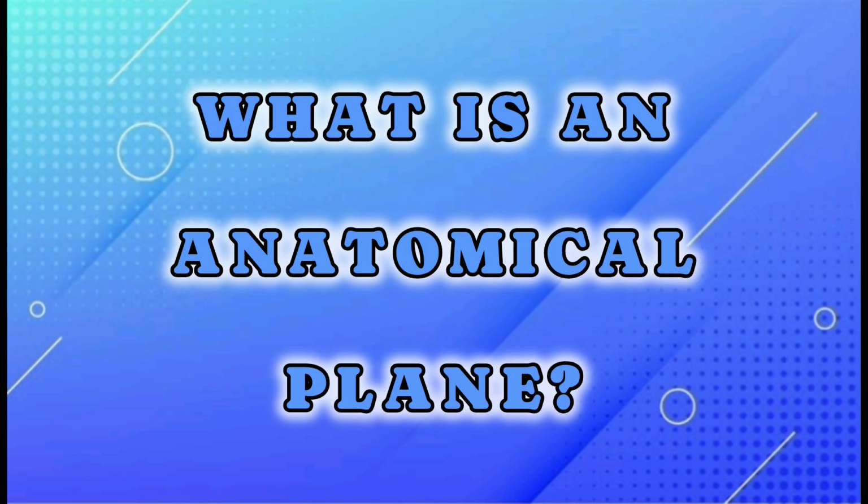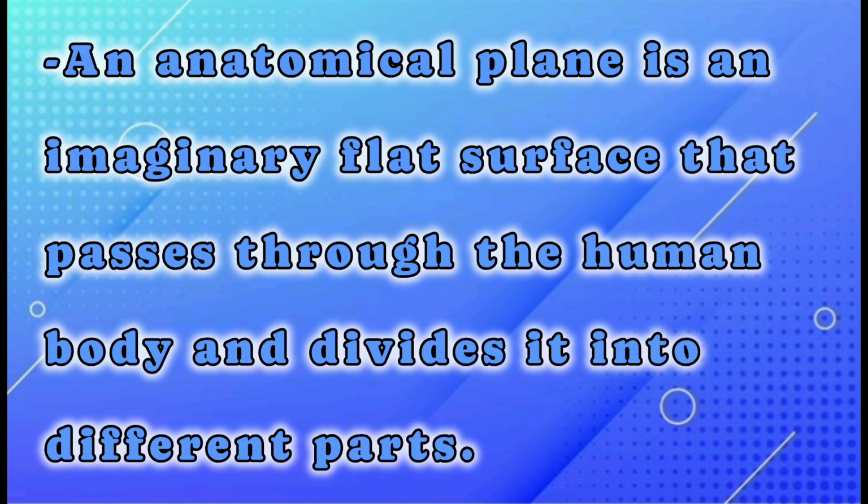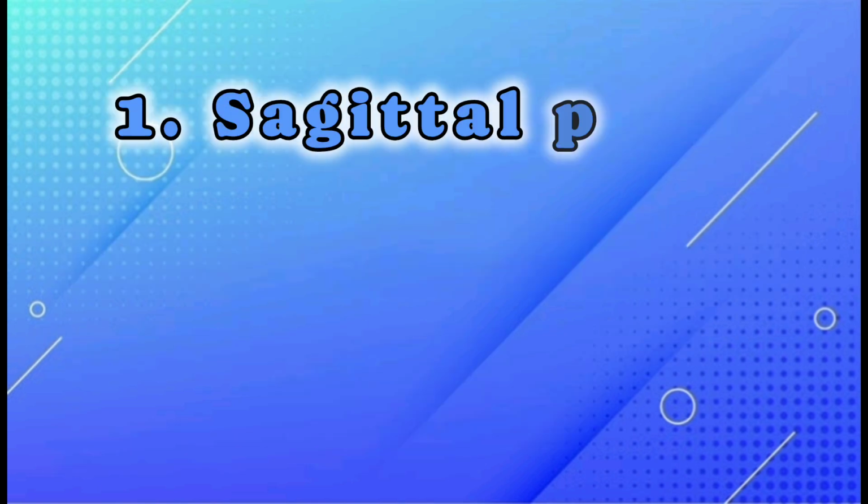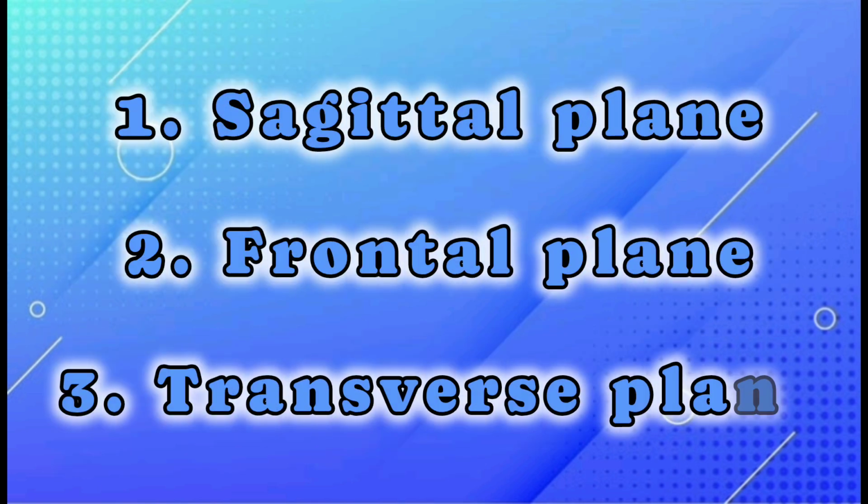Now, what is a plane? An anatomical plane is an imaginary flat surface that passes through the human body and divides it into different parts. There are three main anatomical planes. First, sagittal plane. Second, frontal plane. Third, transverse plane. Let's understand each one with movements.